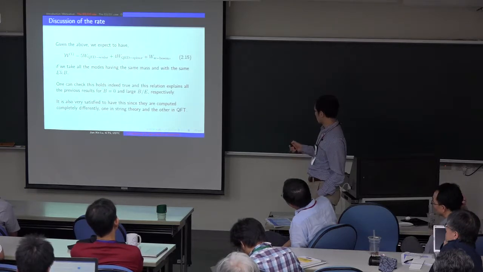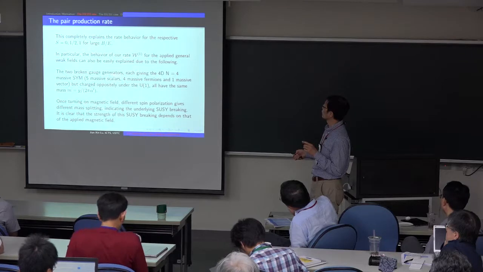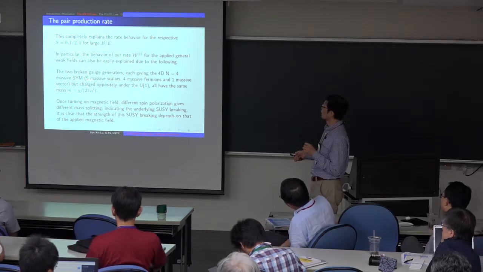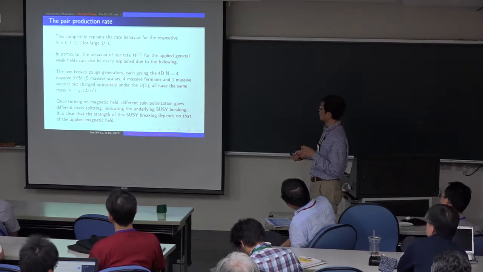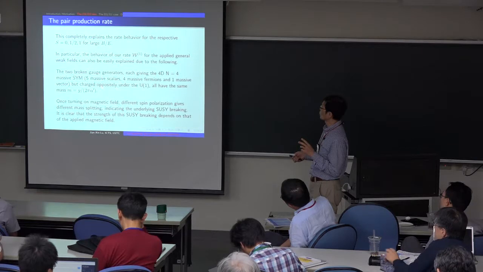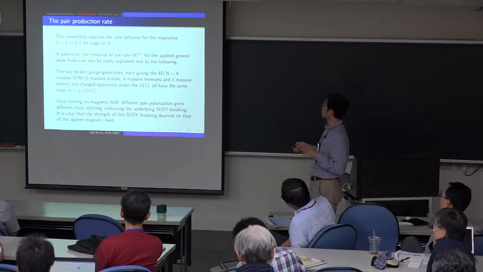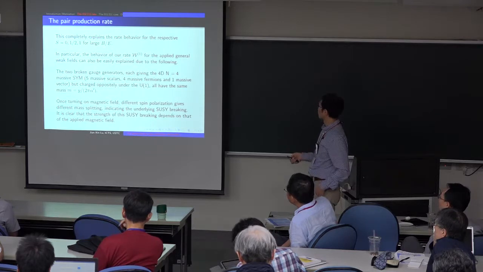Okay, now we go a little bit further. Since we know the two broken gauge generators each give the 40 into 4 massive super-units, which have the 5 massive scalars, 4 massive fermions, and 1 massive vector, but the charges are opposite under the U(1). So given this, we should expect the following formula.